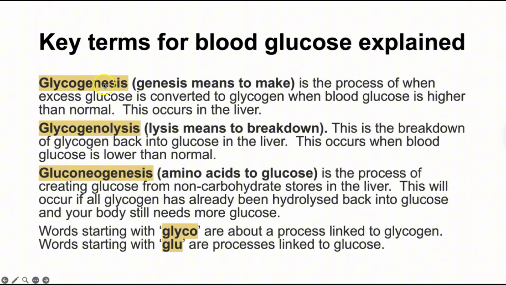So glycogenesis means making glycogen. So it's the process when excess glucose is converted into glycogen. And that happens in the liver quite a lot and muscle cells. Glycogenolysis, so glycogen lysis, is the hydrolysis of glycogen into glucose. Gluconeogenesis. Gluco means glucose, genesis means to make, neo means new. So it's making glucose from something new. And by that we mean a non-carbohydrate source. So for example, from amino acids, or it could be from glycerol from lipids.